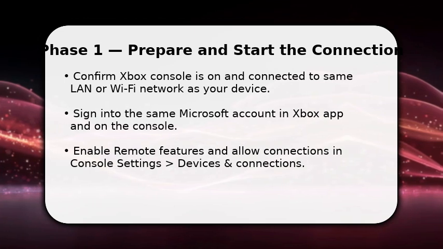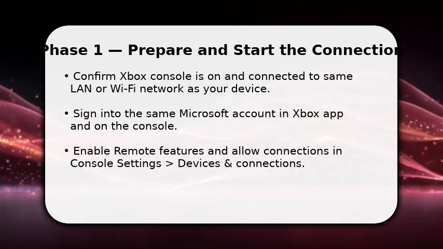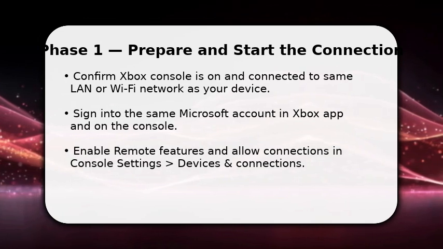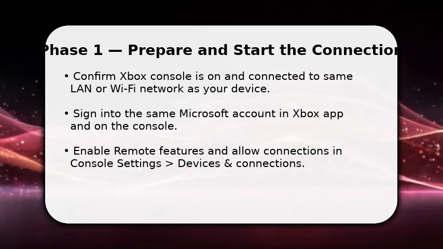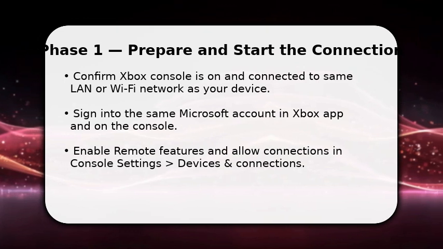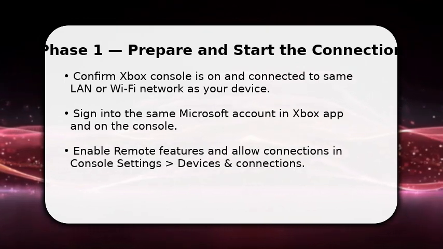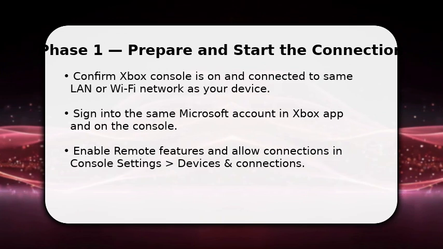Then open the Xbox app and give it permission to search for consoles. Enable remote features on the console so the app can initiate a connection. This authorizes streaming and controller pairing and avoids repeated prompts later.